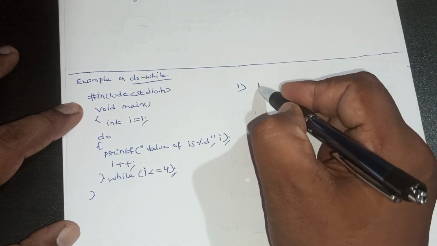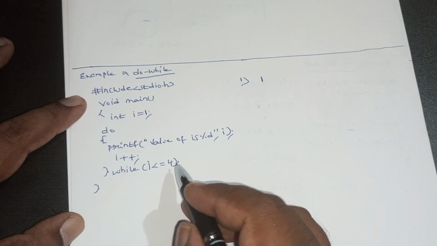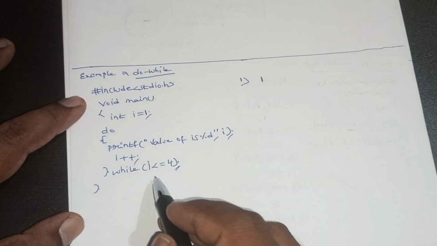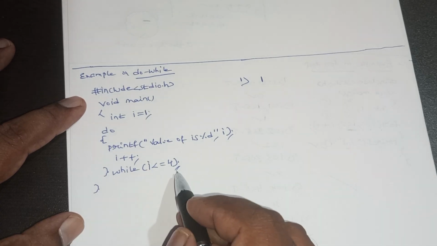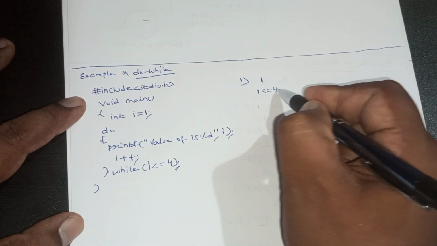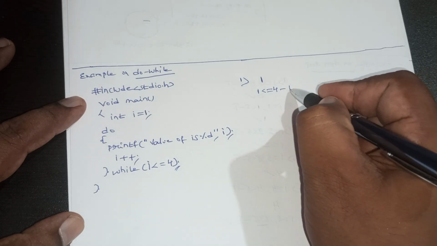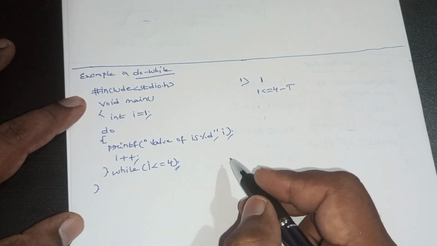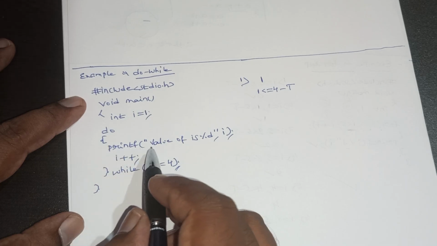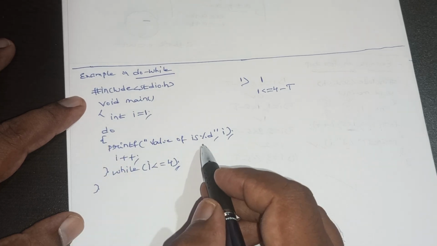Now simply printing the first time, do it once. Now check the condition: I less than or equal to 4. What is 1 less than or equal to 4? Is the condition true or false? Yes, the condition is true. Condition true means again I go to this location. Now print the value of I with %d.